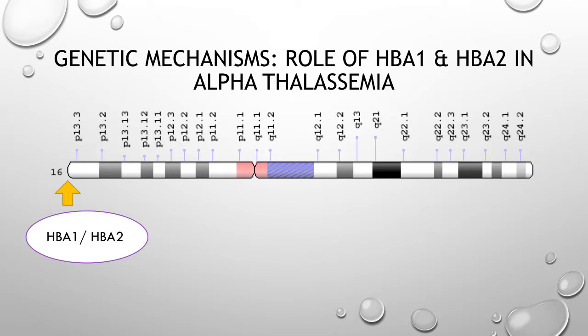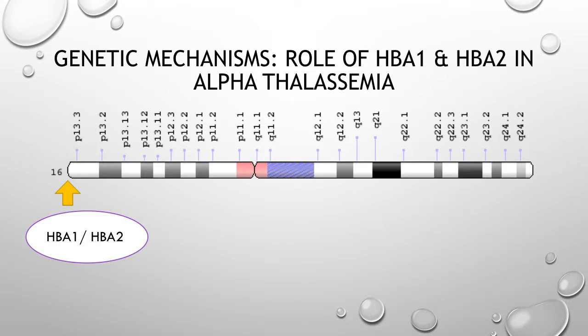So we move on to the genetic mechanisms, the role of HBA1 and HBA2 in alpha thalassemia. As mentioned earlier, alpha thalassemia is caused by reduced or absent production of the alpha globin chains due to a deletion or mutation of one or more of the four alpha globin genes located on the short arm of chromosome 16. The HBA1 gene provides instructions for making a protein called alpha globin. This protein is also produced from a nearly identical gene known as HBA2, and both are located close together in a region of chromosome 16 called the alpha globin locus. Deletions of both HBA1 and HBA2 genes are the most common cause of the alpha thalassemia phenotypes that I previously discussed.